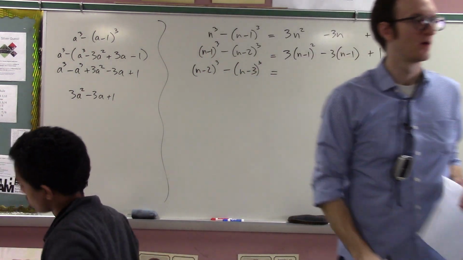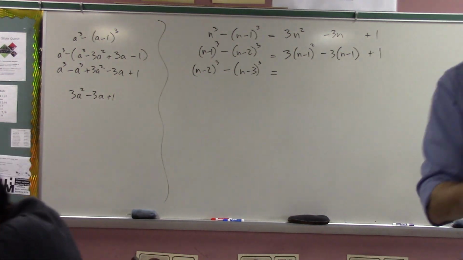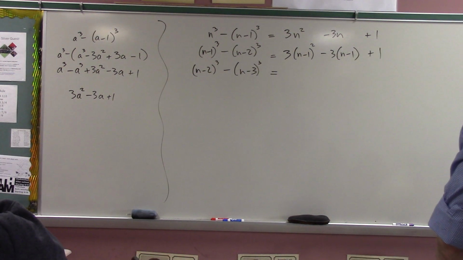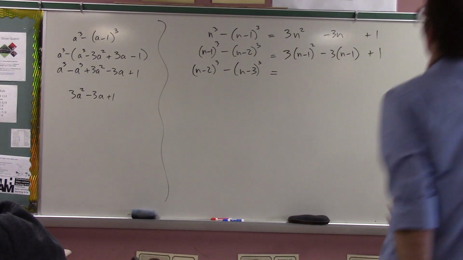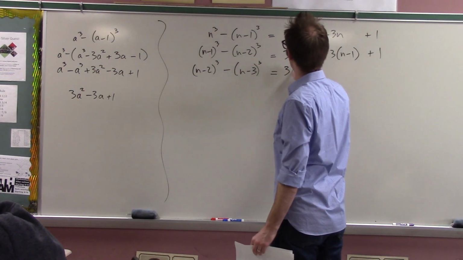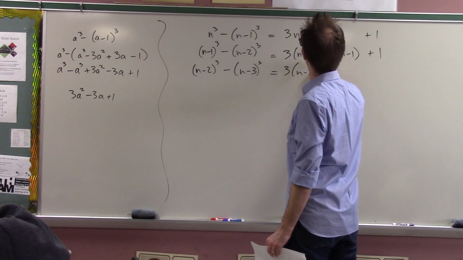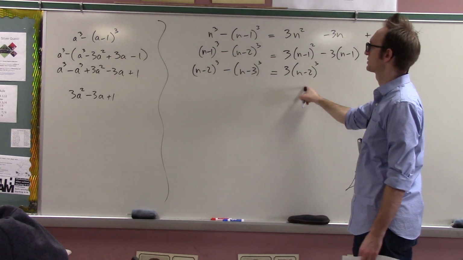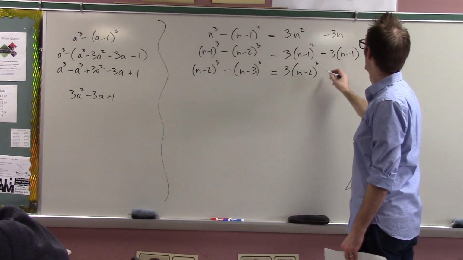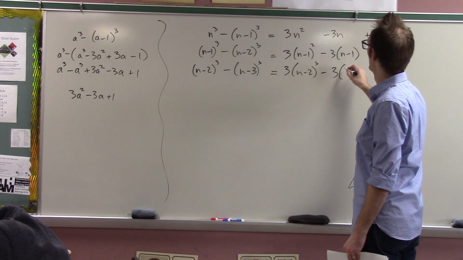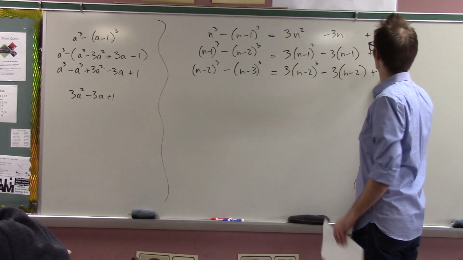Okay, and well, that's also a difference of successive cubes. So what do we get? 3 minus n minus 2 cubed. 3 n minus 2 cubed. Right, now a is just like n minus 2, yeah? Yeah. Minus 3 n minus 2 plus 1.